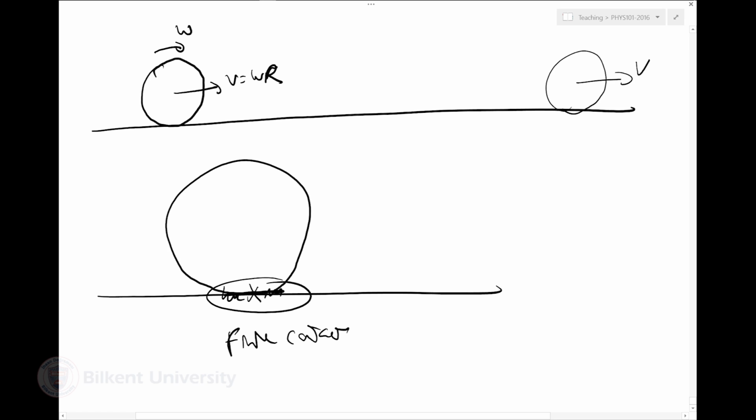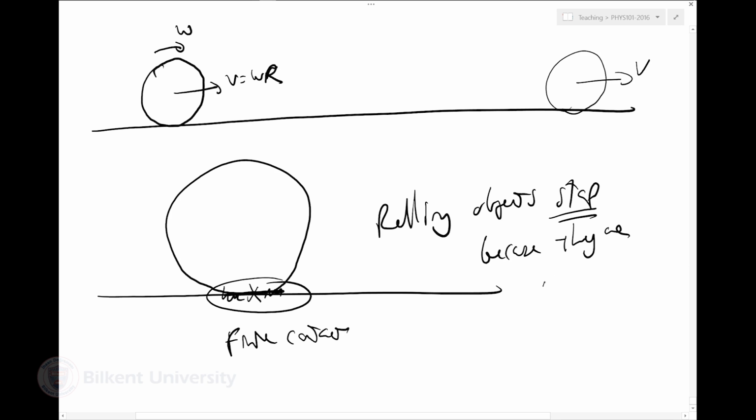Okay? So rolling objects stop because they are not perfect circles.